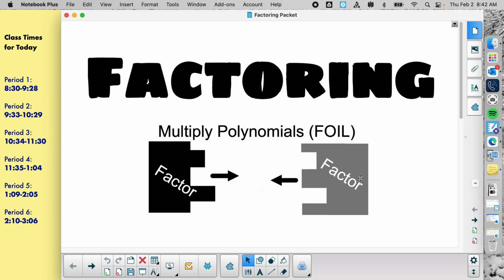Okay, the last unit, we did distribution and stuff, right? What's distribution or foiling? Okay, so you multiply out the things and you get an answer. Factoring is the reverse of that. I'm going to give you the answer and you have to figure out what was multiplied to get that. Uh-oh. What happened?